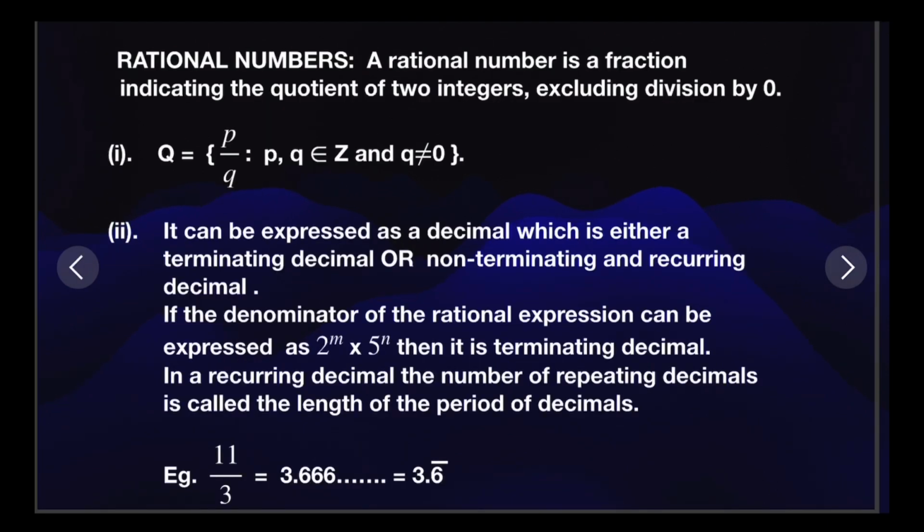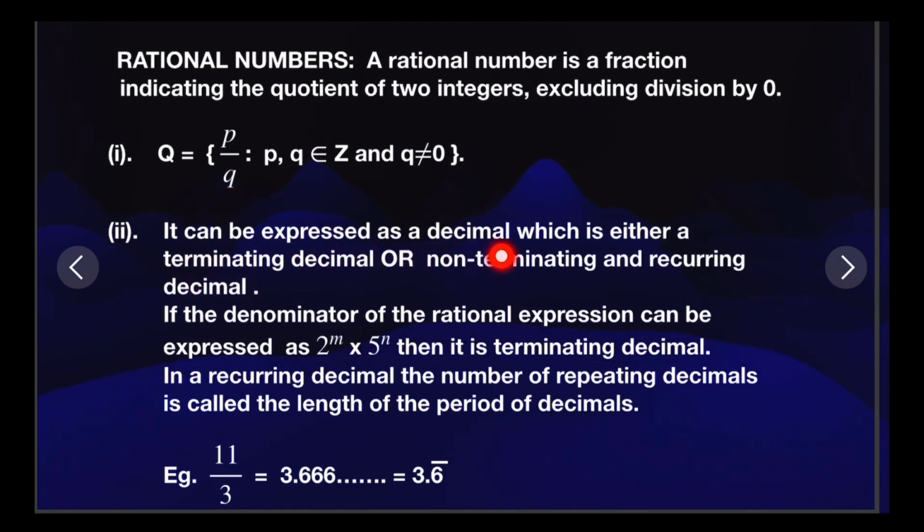Today we are going to study rational numbers. In the previous video, I discussed in detail about rational numbers. Let us go through it once more. A rational number is a fraction indicating the quotient of two integers excluding division by 0. So it is denoted by capital Q. Q is equal to P upon Q such that P and Q are integers and Q is not equal to 0. So this is the general form of a rational number.